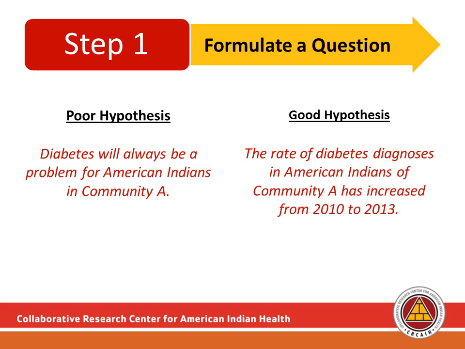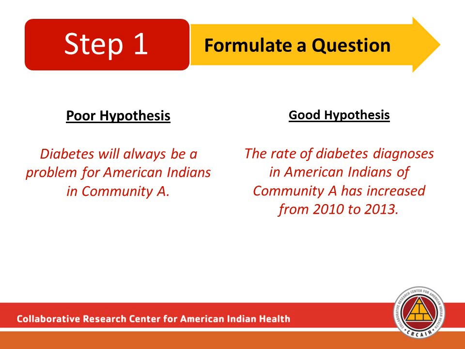You might be asking yourself, why is this a poor hypothesis? While this is a prediction, it does not meet our qualification of being testable. Look at the use of "always" in the statement. We can't test if diabetes is a problem for American Indians in Community A 100 years from now. This hypothesis is also not specific. What does a problem actually mean?